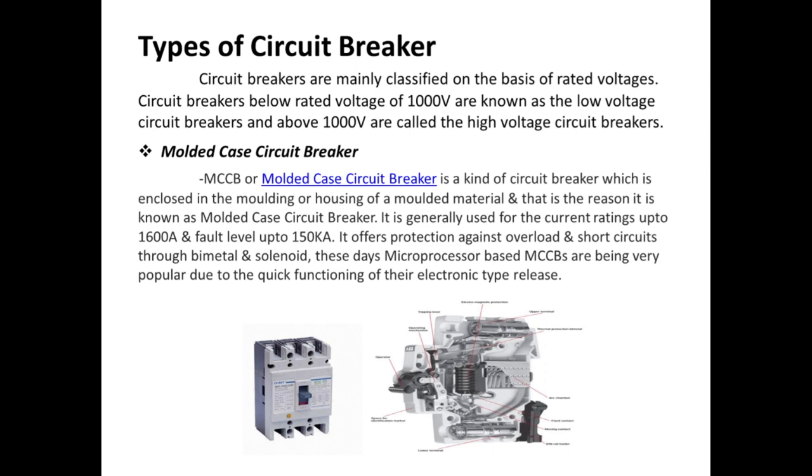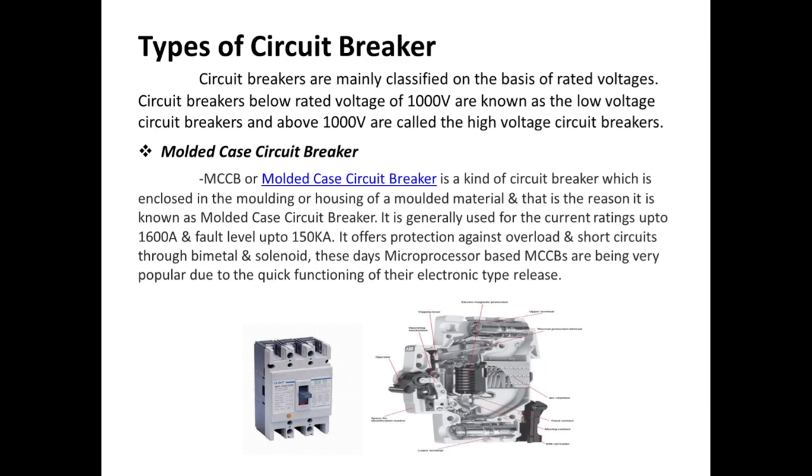So, types of circuit breaker. Circuit breakers are mainly classified on the basis of rated voltages. Circuit breakers below rated voltages of 1000 volts are known as low voltage circuit breakers, and above 1000 volts are called high voltage circuit breakers. So first is the molded case circuit breaker.